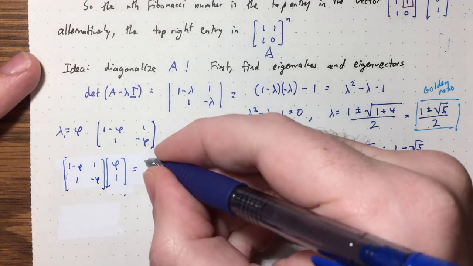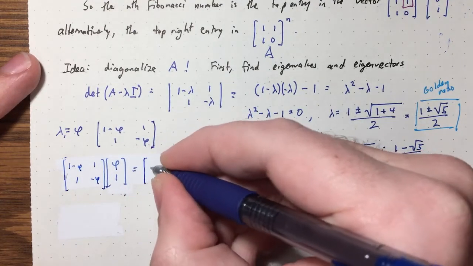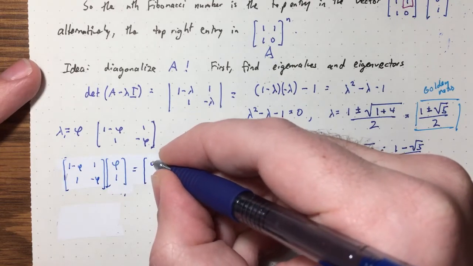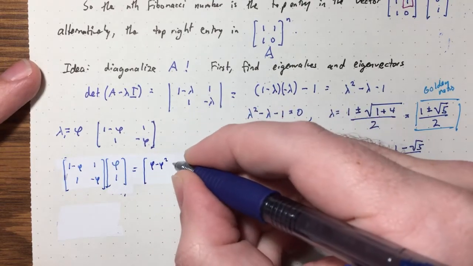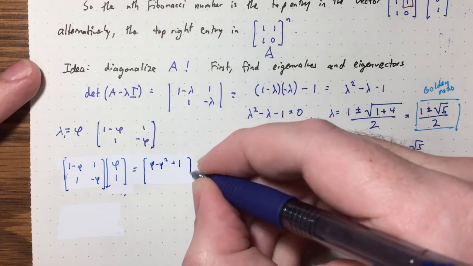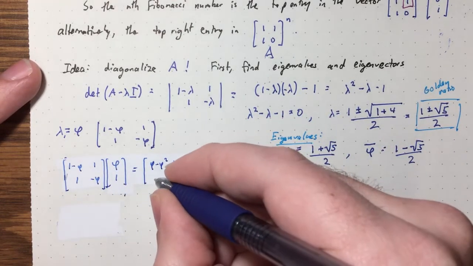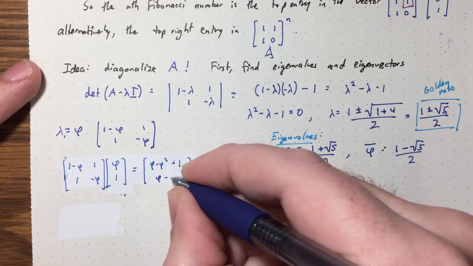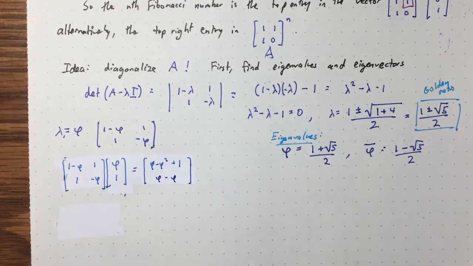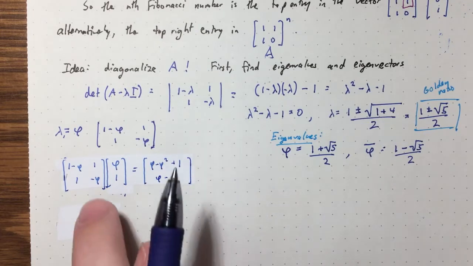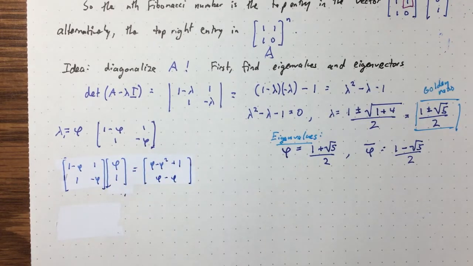Okay, 1 minus phi times phi, so the top entry is phi minus phi squared plus 1. It's not looking like 0, right? And then how about down here? I get phi minus phi. Well, that's good. That is 0. But what about this top entry? I'm supposed to get 0, 0 if this is actually in the null space.